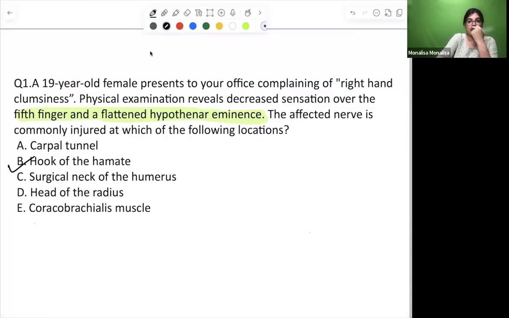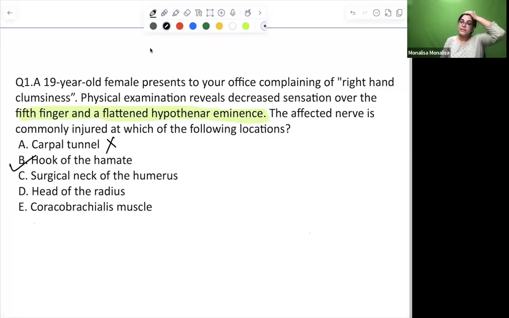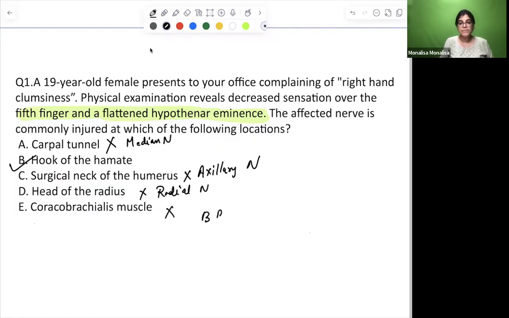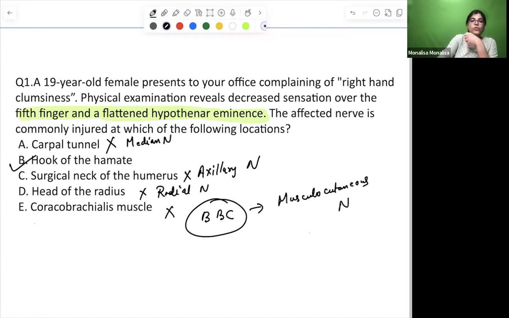Close to the hook of hamate is absolutely the right answer. Why not carpal tunnel? Because in carpal tunnel, the nerve compressed is the median nerve. Why not surgical neck of humerus? Because here the axillary nerve is compressed. Head of radius, the radial nerve is compressed. Coracobrachialis is a BBC muscle, meaning muscles of the anterior arm: brachialis, biceps brachii, coracobrachialis, and these are innervated by the musculocutaneous nerve. So the right answer is hook of hamate.